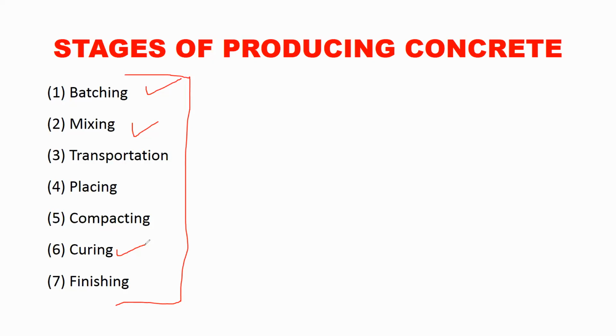After placing, you have to compact it to remove the air bubbles, and ensure that the concrete has reached each and every corner inside the formwork. After compacting, curing will come, and after curing, there is finishing. So these are the 7 stages of producing concrete. These 7 stages, we will discuss one by one in detail. Each step of producing concrete, we will discuss in this chapter in depth.